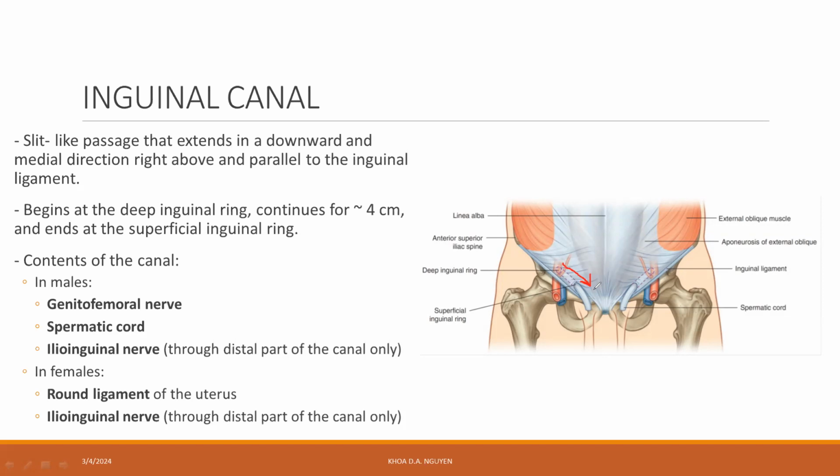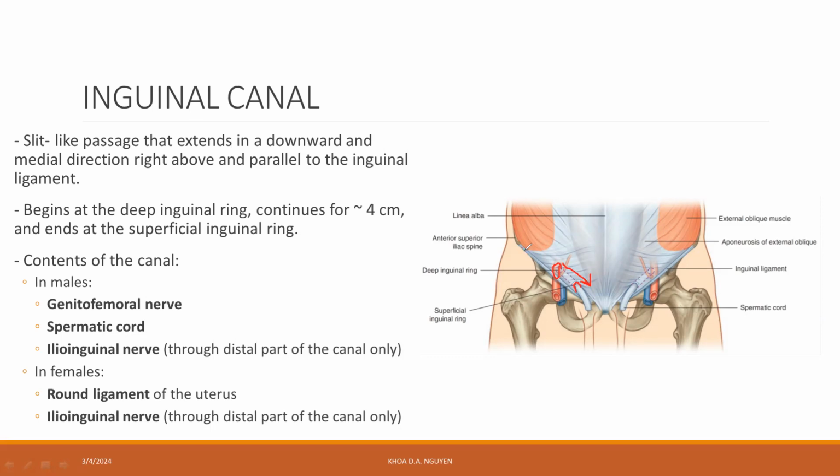Now, this inguinal canal is going to begin here at the deep inguinal ring, okay? Deep inguinal ring. And then it's going to continue for approximately 4 centimeters and end here at the superficial inguinal ring. All right, so the deep inguinal ring is here. The superficial inguinal ring is here, okay? And you can estimate the location of the deep and the superficial inguinal ring in an actual living person by following these steps.